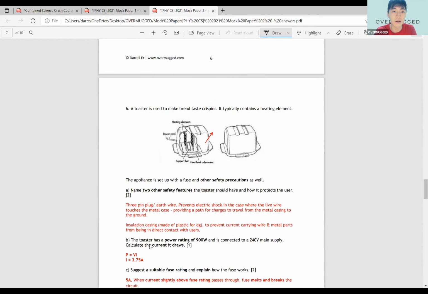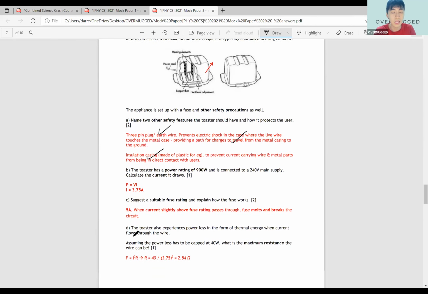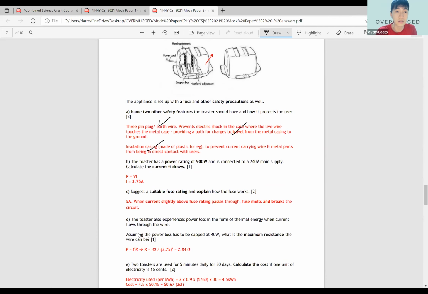Yes, I'm hungry now. Okay, toaster. Safety features. What should it have? It's got an earth wire, right? Because there's a bit of a metal casing here. So in case it touches the metal casing, it provides a path for the charges to be discharged. So it's very important. Same thing, I need an insulating case, to prevent the wire and metal parts from being in direct contact with users. Okay, all of these are under practical electricity.